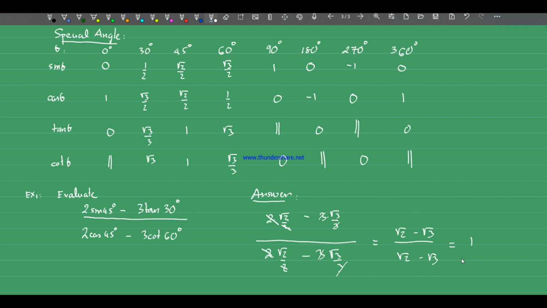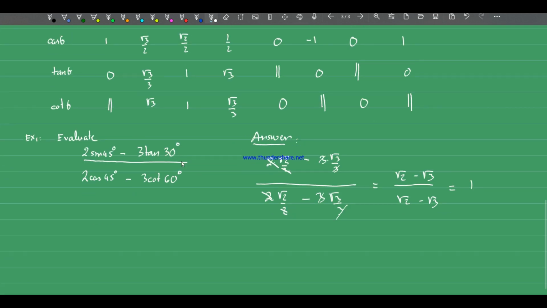So you see how easy it is to calculate it, to evaluate it. All right, now I'm going to do a second example.